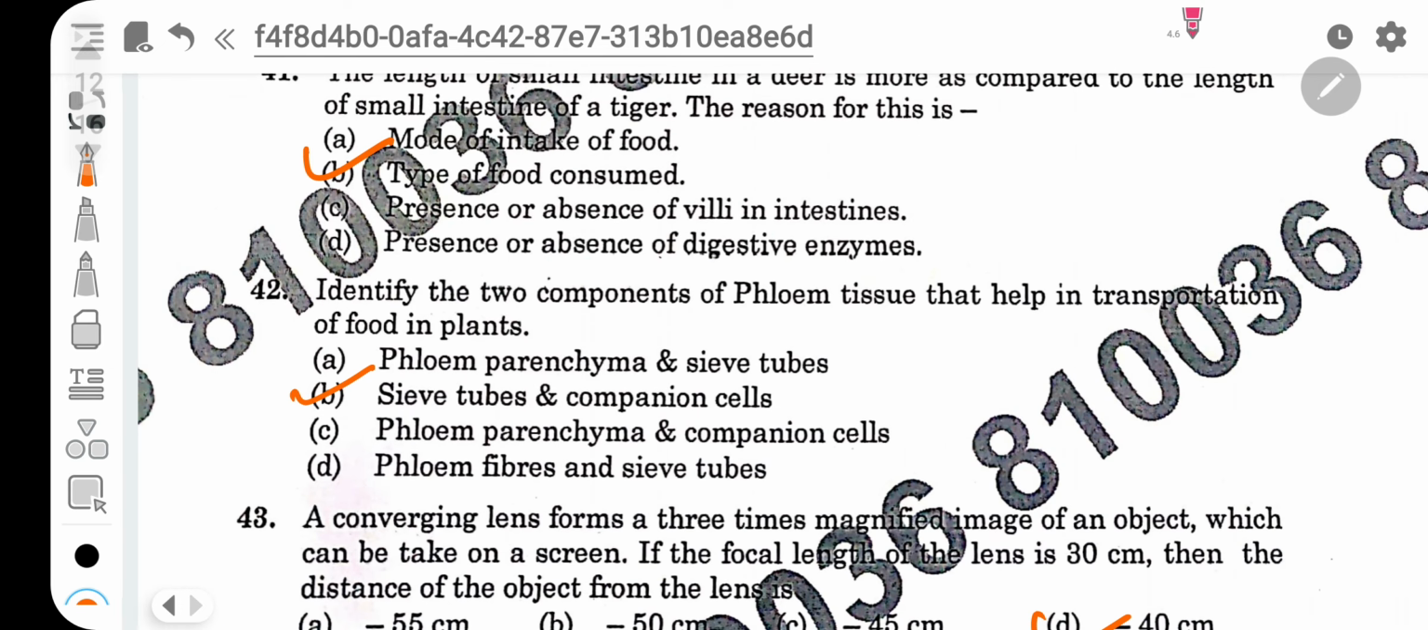So question number 42. Identify the two components of phloem tissue that help in the transportation of food in the plant. So the answer is sieve tubes and companion cells. I think it is a question of the 9th standard, but the answer is B.